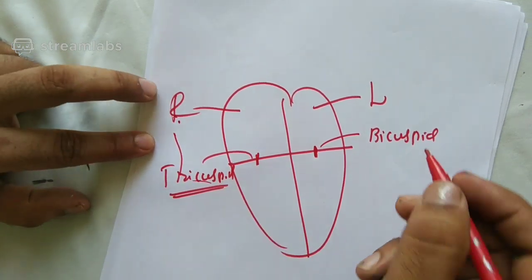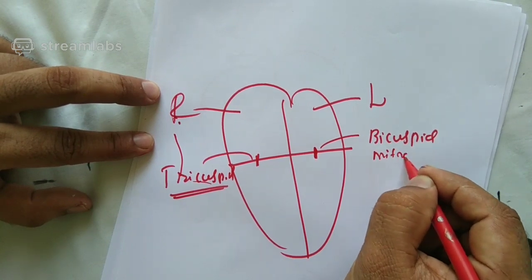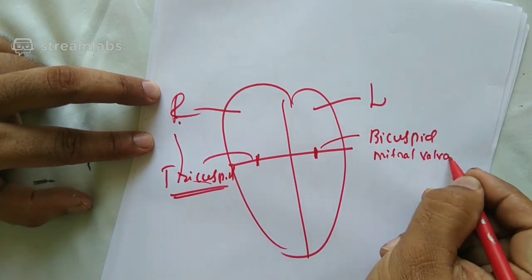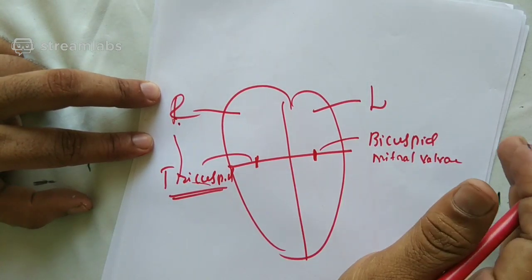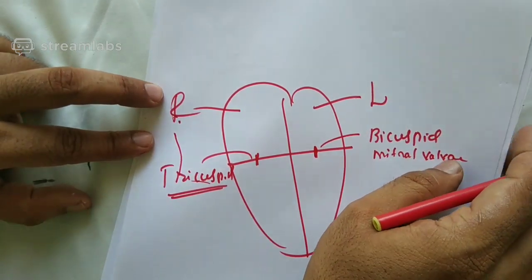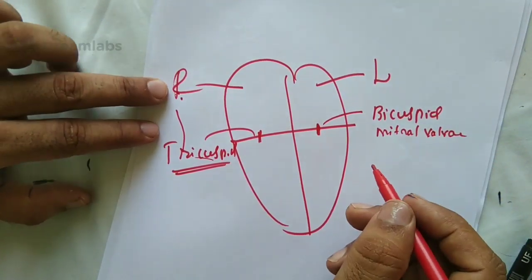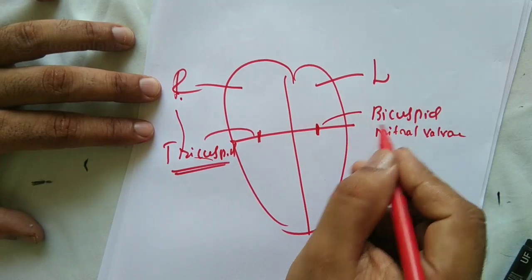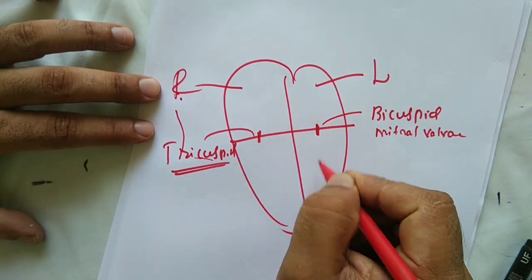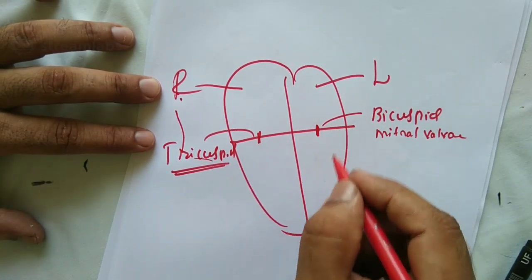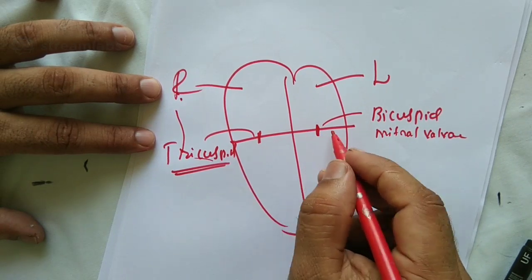Right side. Bicuspid valve is also called mitral valve. Mitral valve, that you should remember. These valves are very important. And why I'm telling this is because the blood which is coming down here through the bicuspid valve is controlled by the bicuspid valve.